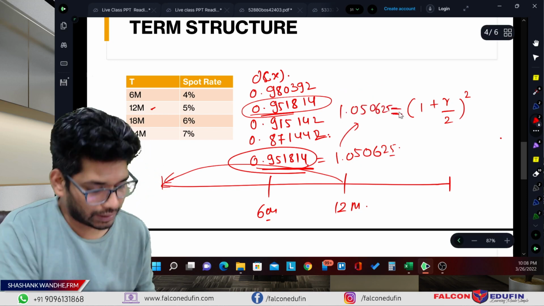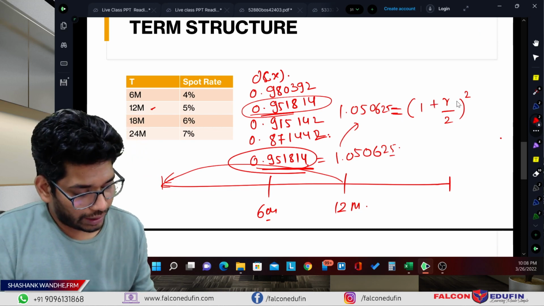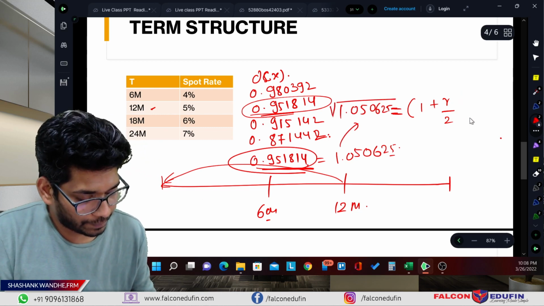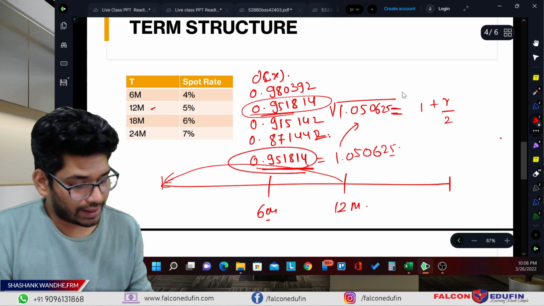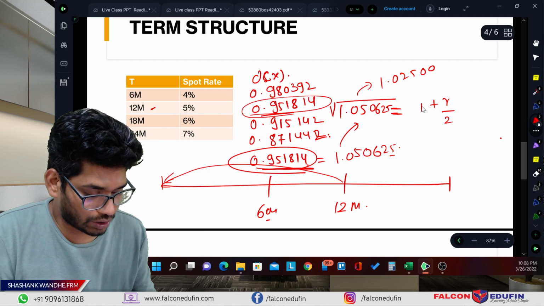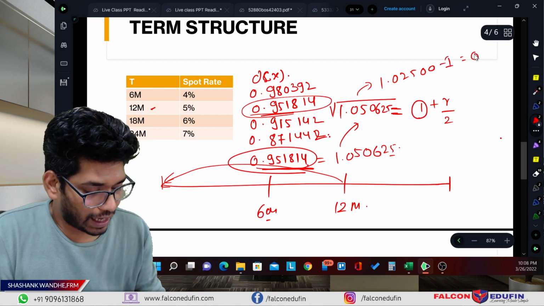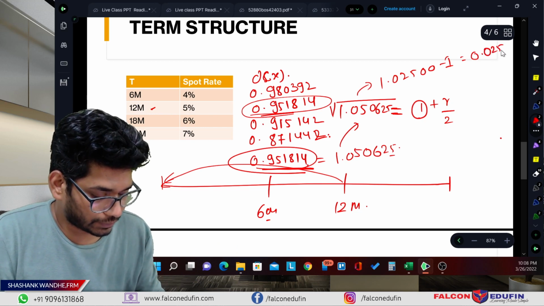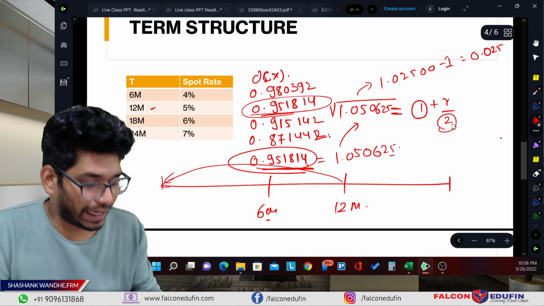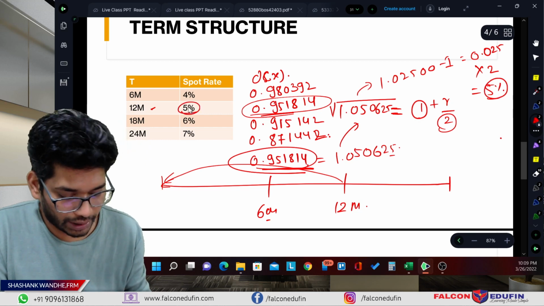1.050625. Once you get this, you have to take the square root of this because you have a square here, so that square will be eliminated. After taking the square root, the answer is 1.02500 and so on. Reduce this by 1. You have 0.025 and so on. Then you have this divided by 2, so you have to multiply it by 2. So you will get 5%. This is how you get the 5%.